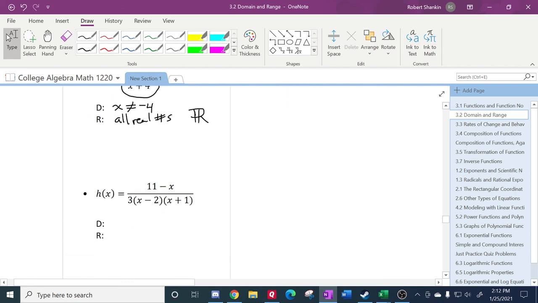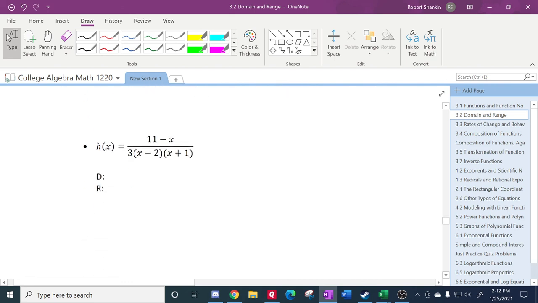All right. We are running out of time, so let me quickly run through these last ones. The domain here is x cannot equal 2, because that would cause 3 times 0 times 3. As long as there's any zero in this multiplication, the whole result is going to be 0. And another one, x cannot equal -1, because that would cause this part to be 0.